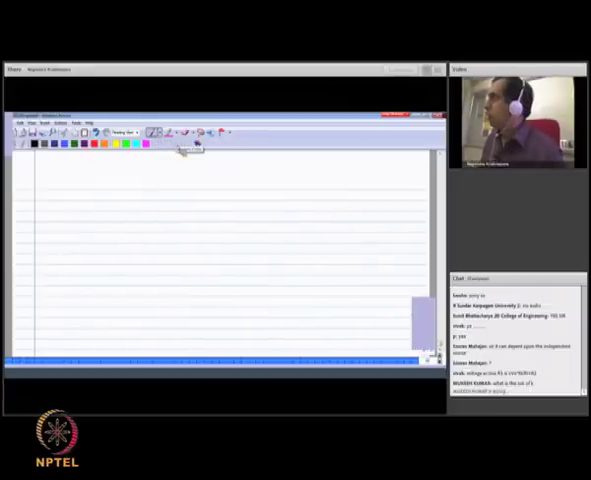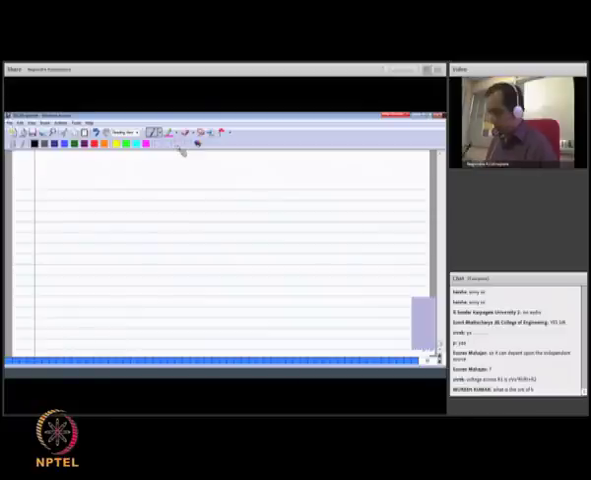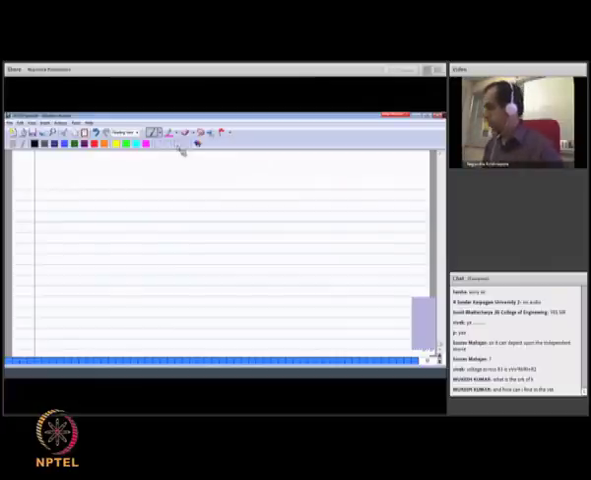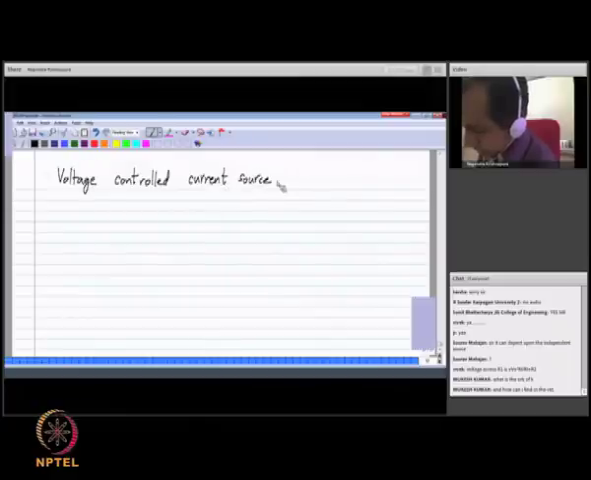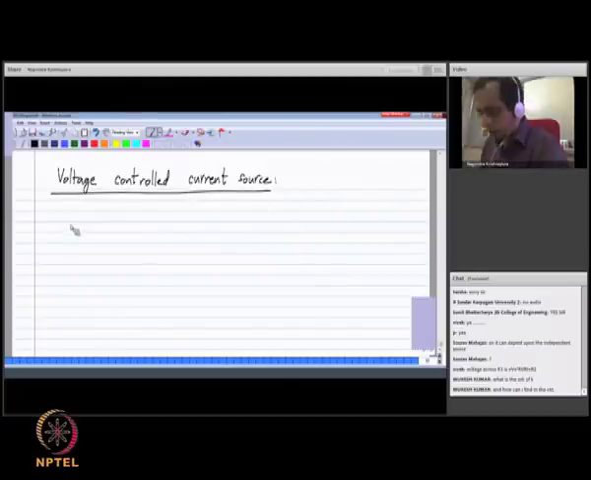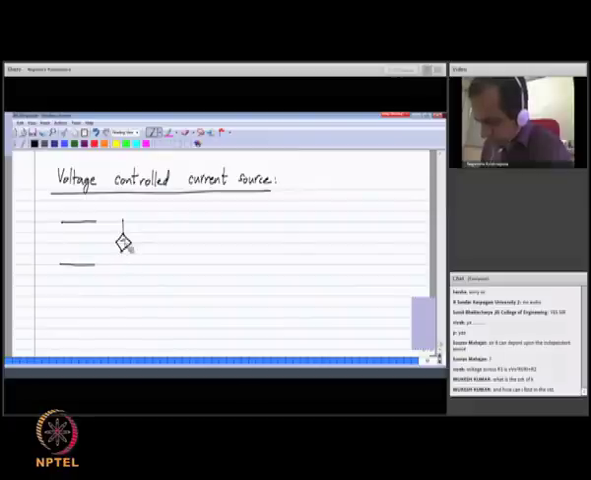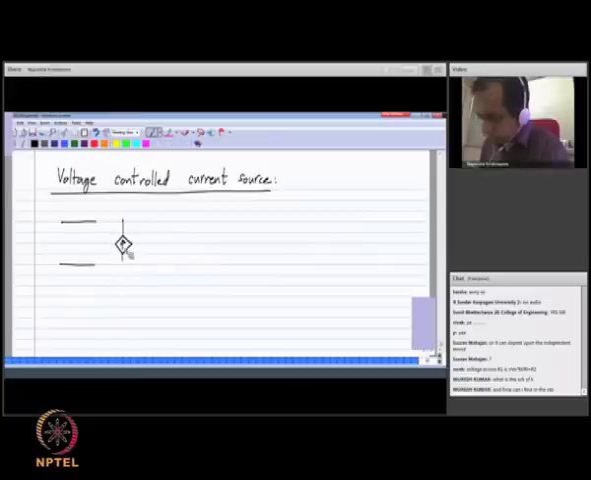Now the next type of control source is a voltage controlled current source. Again, the symbol for it is similar to that of a current source, but with a rhombus instead of a circle. And what it means is the value of this will be some G times Vx.